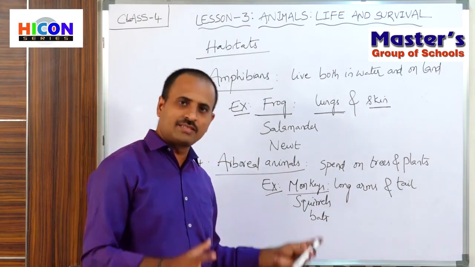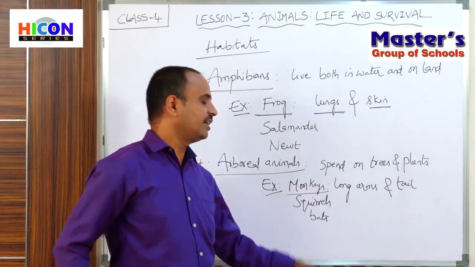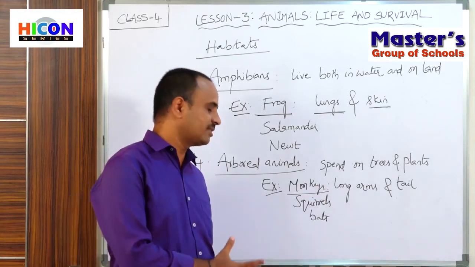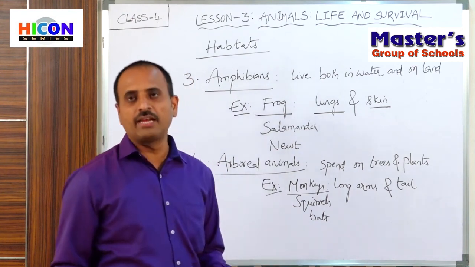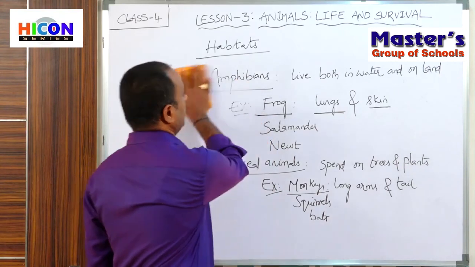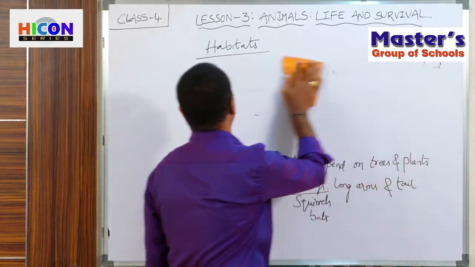So these are called arboreal animals. Arboreal means the animals which spend most of the time on the trees and the plants. Examples: monkeys, squirrels and bats. Next, see the fifth type of animals. So what are the fifth type of animals? It is aerial animals.